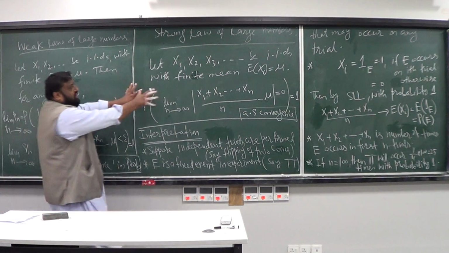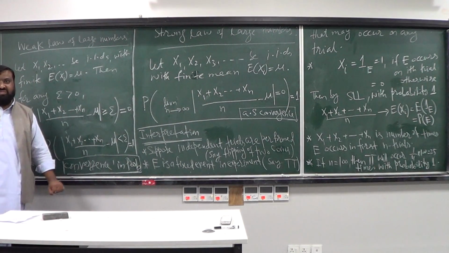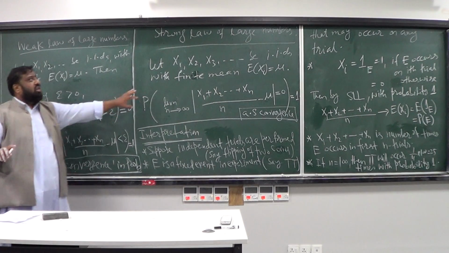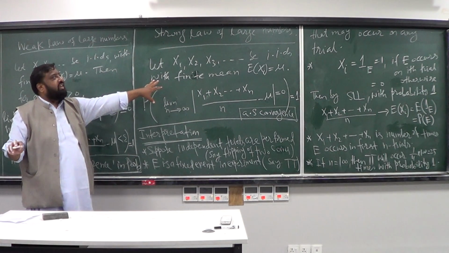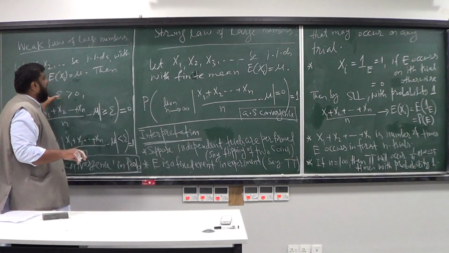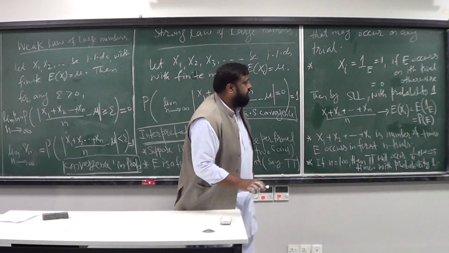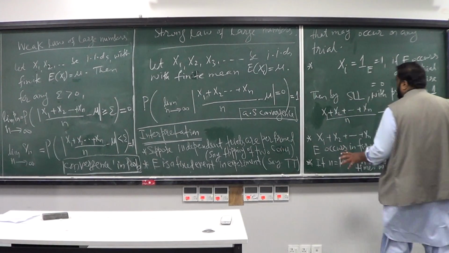In other words, if this result is true, then this is true as well. So the strong law of large numbers really is a more general case, while the weak law of large numbers is a subtler case. Let me try to explain this to you with an example.